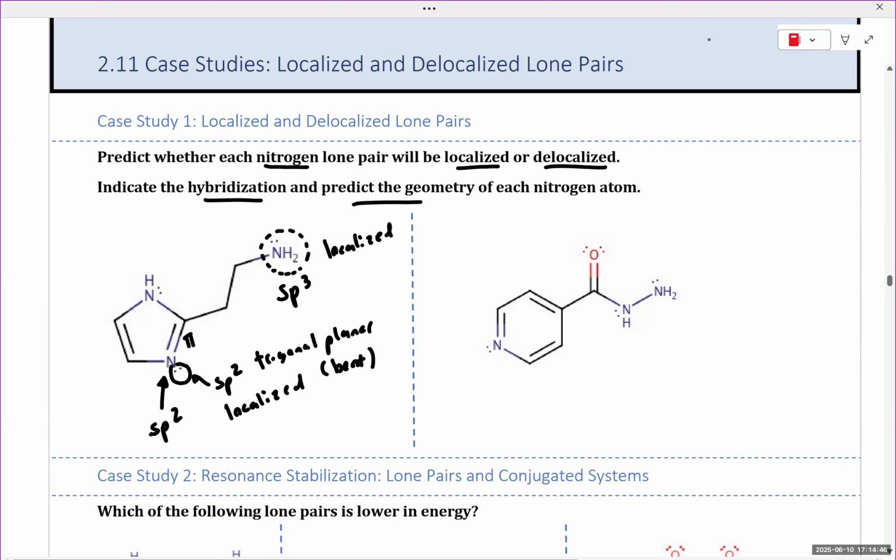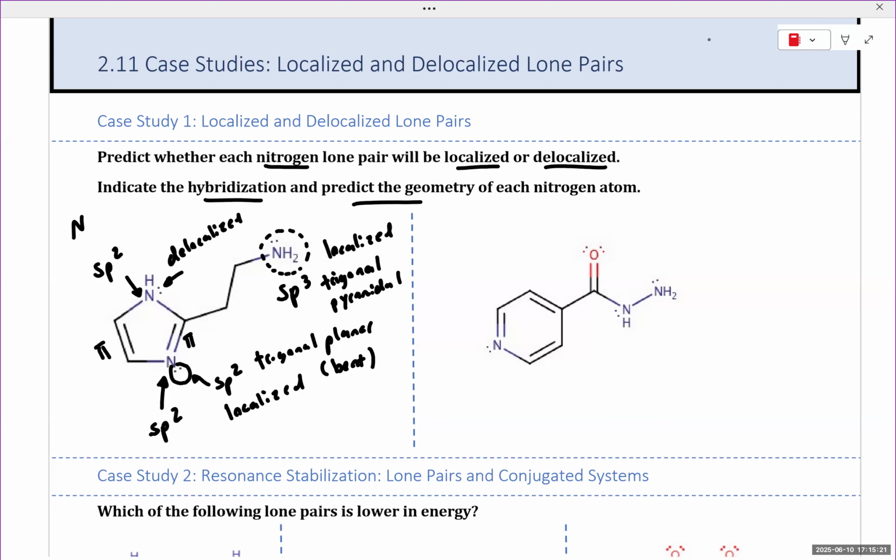while the sp3 nitrogen would be trigonal pyramidal. This final nitrogen, in this case, has 1, 2, 3 bonds and a lone pair. Because we have a lone pair adjacent to a pi bond, and we can delocalize that lone pair into our adjacent pi system, this nitrogen prefers to adopt an sp2 hybridization, but this lone pair is delocalized.